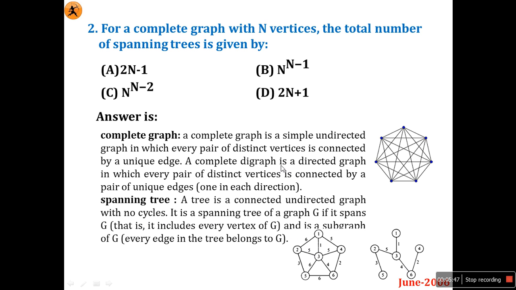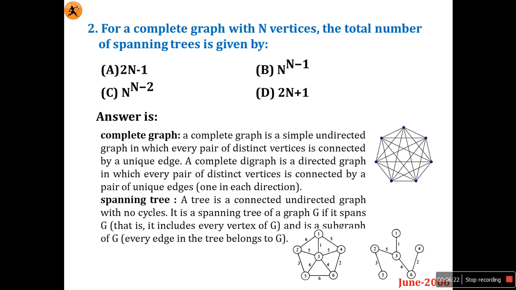But here the question is, for a complete graph, how many spanning trees does it generate? For example, it starts here, goes to here, and comes to here, and this is one spanning tree. Here it starts here and goes to here and comes to here, and this is one more spanning tree. Like this, how many spanning trees does it generate? That is n raised to n minus 2 spanning trees, if it is a complete graph.